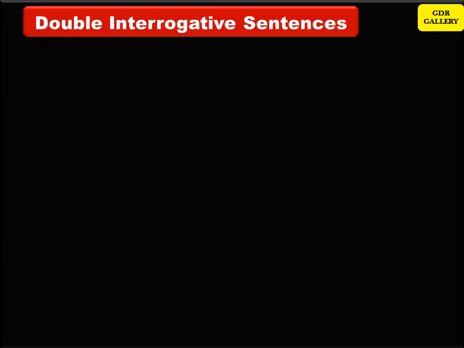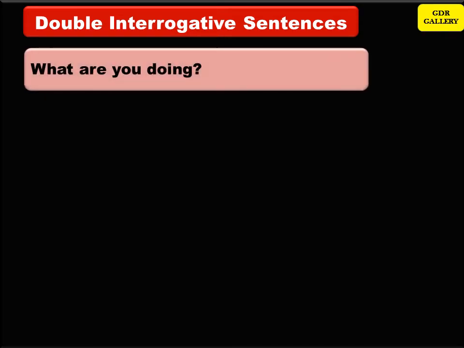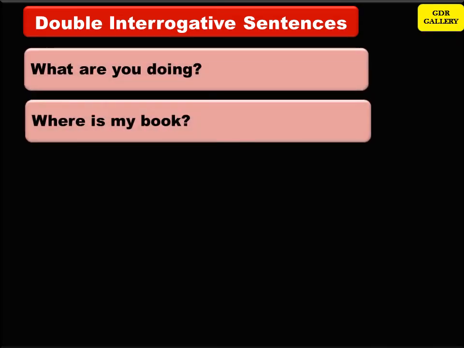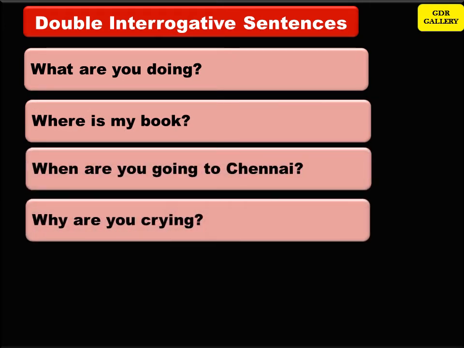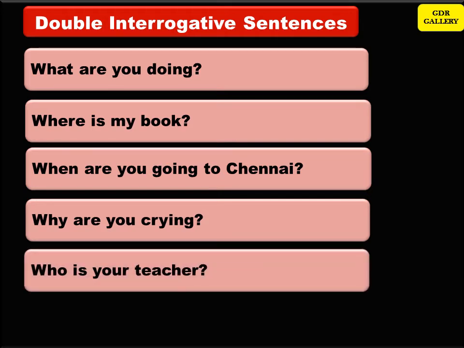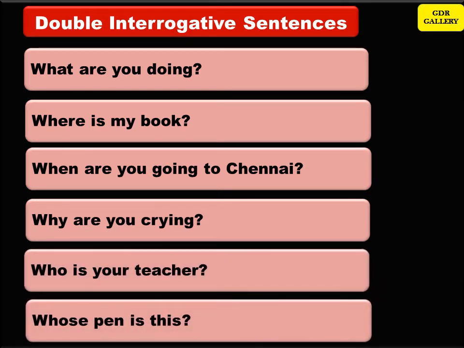Now let's look at some examples of double interrogative sentences. What are you doing? Where's my book? When are you going to Chennai? Why are you crying? Who is your teacher? Whose pen is this? In all these questions, you can see it begins with the question word what, where, when, why, who, whose. So such interrogative sentences, you call them as double interrogative sentences.